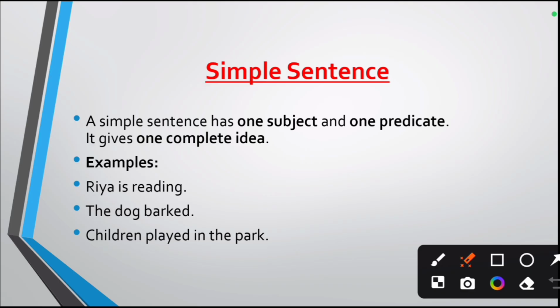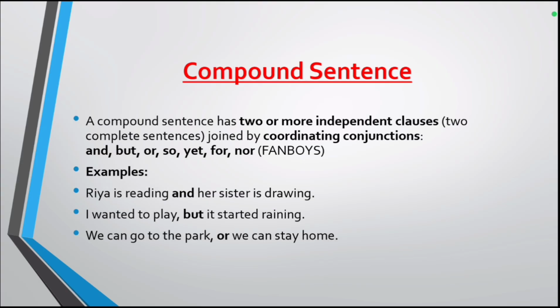Ria, subject. Reading, verb. Dog, subject. Barked, verb. Children, subject. Played, verb. So if you have one subject and one verb in the sentence, then that sentence comes under the simple sentence category. Next one, compound sentence.